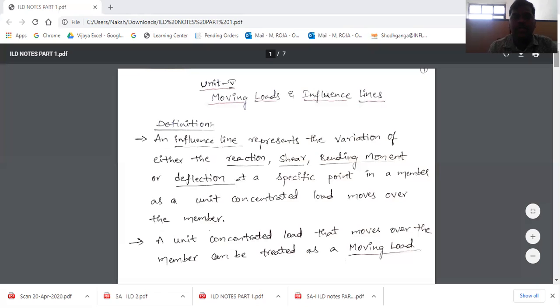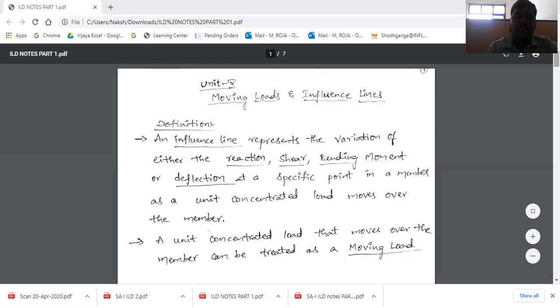So moving loads, in the name itself, the loads will move from one end to the other end or from one section to another section. Say a load may be a point load, or it may be a UDL, or it may be a UVL, or any other type of load.